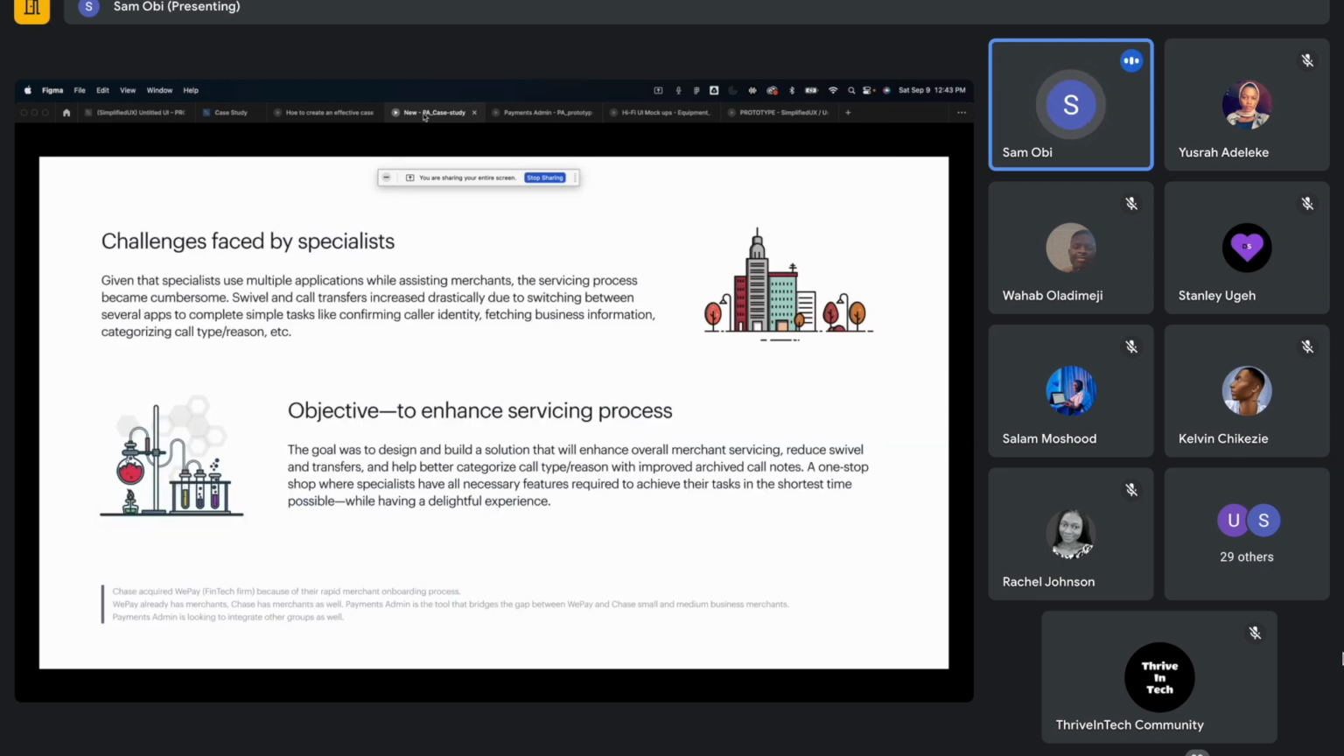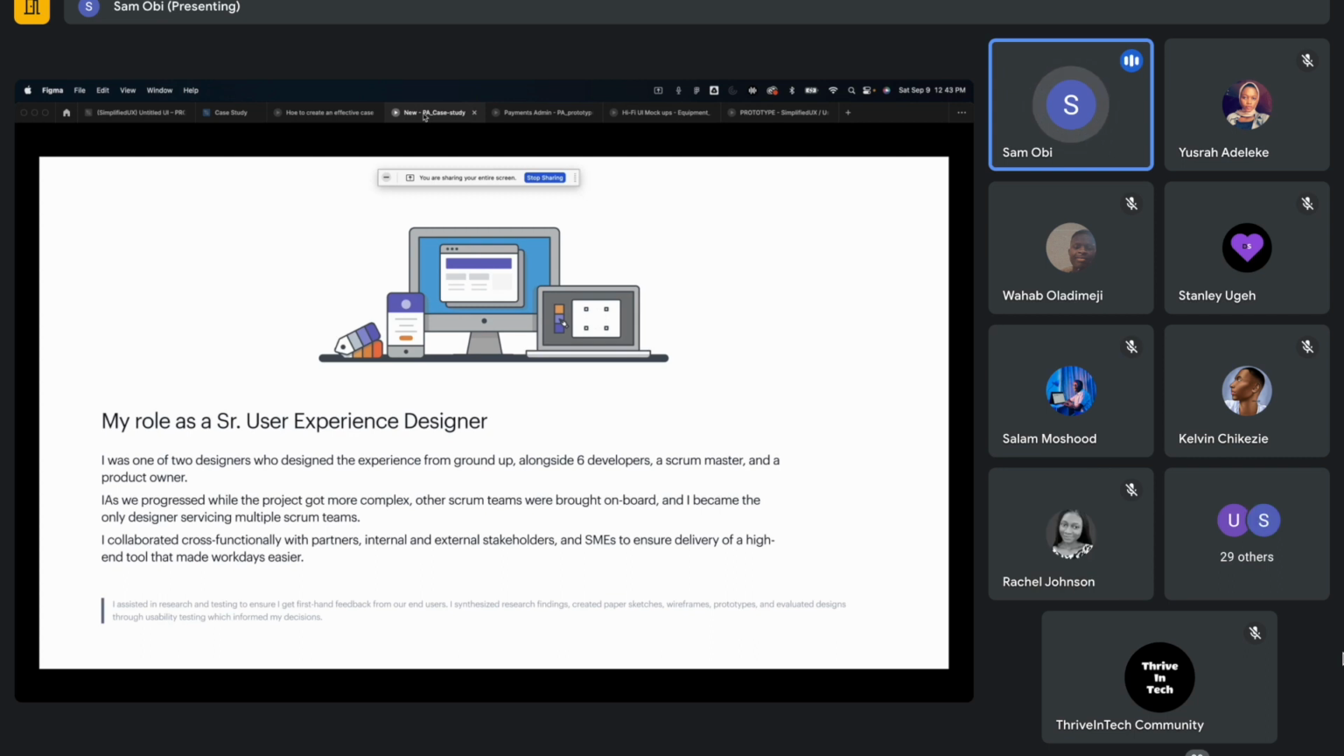These are the challenges faced by specialists, and then the objective of the solution is to enhance servicing process, which is as easy as that. I have little things here that I throw out there once in a while, and as you can see, I try to use visuals that are compelling, just very subtle, so that people can see what we are doing. Right. And then my role as a senior UX designer, I was a senior UX designer when I was at Chase. And this is how I laid it out right there for them to see.